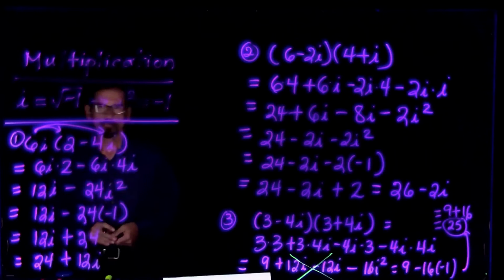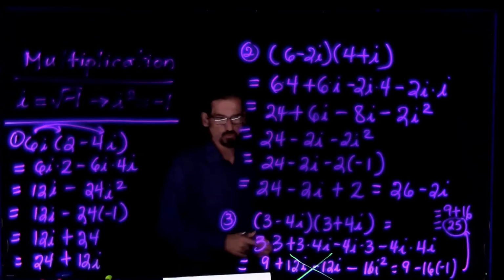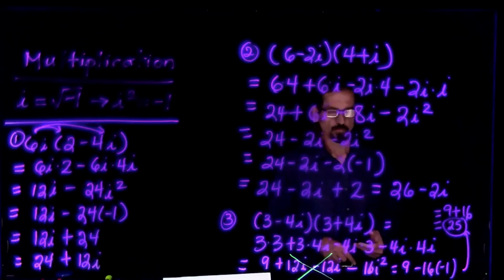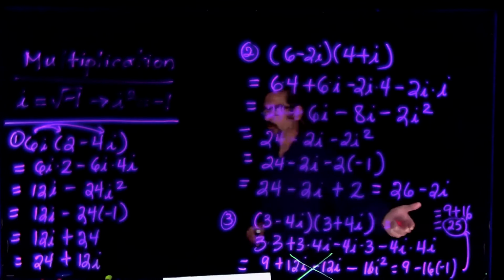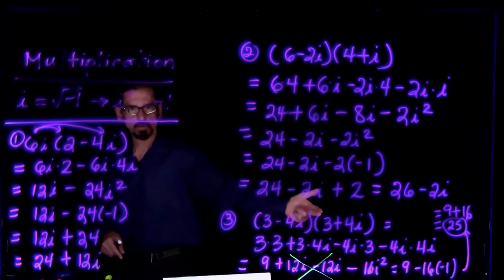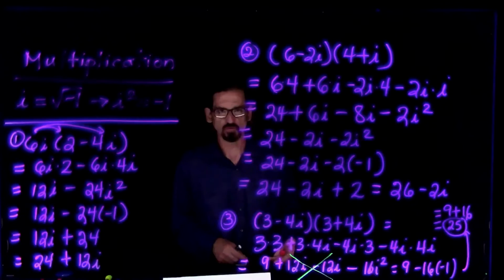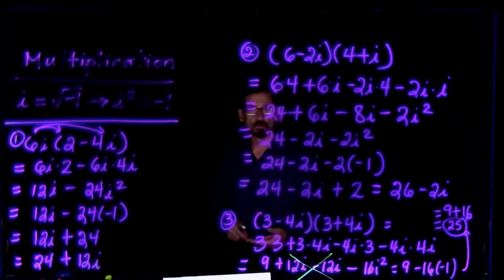You may notice that we're multiplying two numbers that were complex conjugates of each other, and we got something that was purely real, 25. It's not coincidental. That will always happen when we multiply complex conjugates.